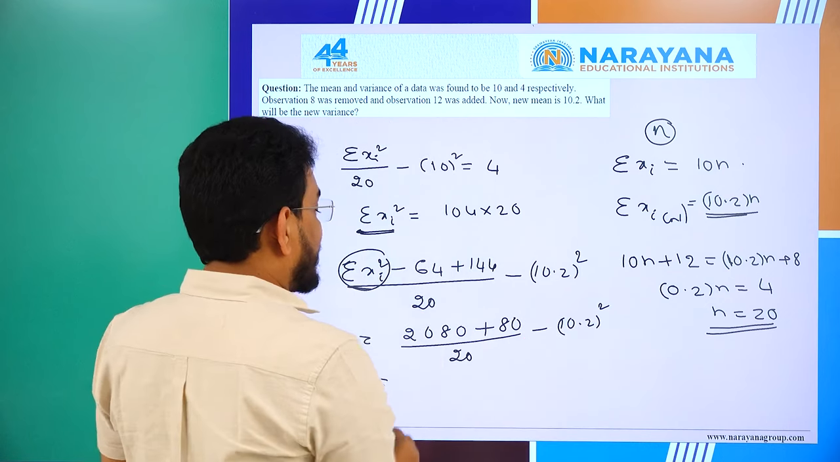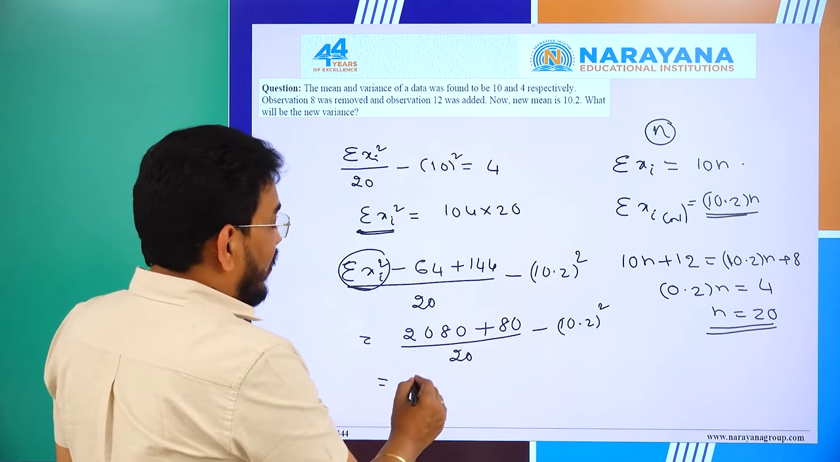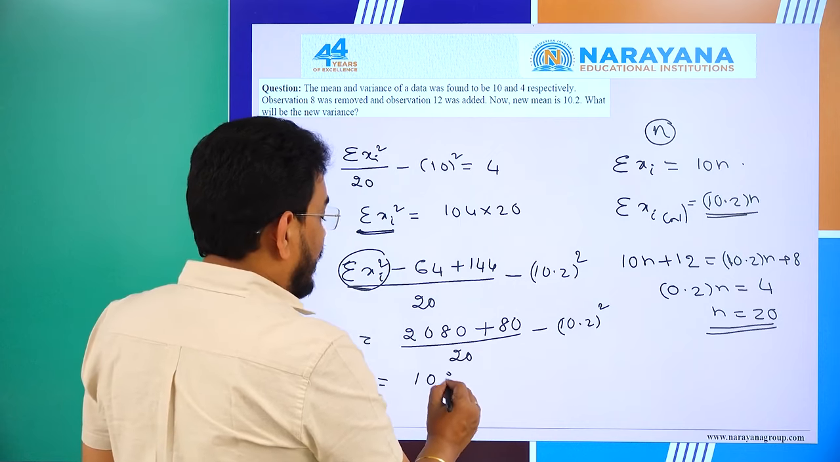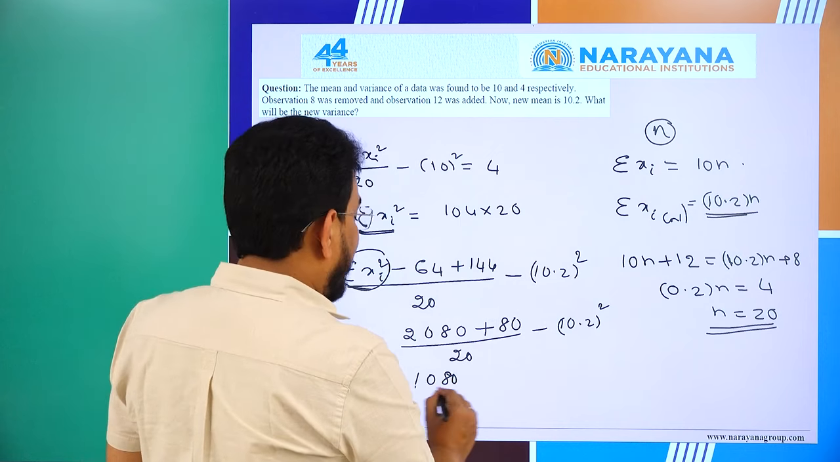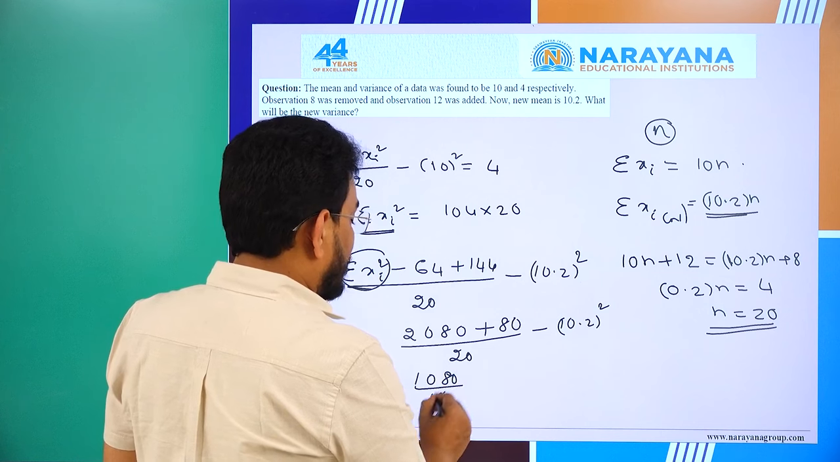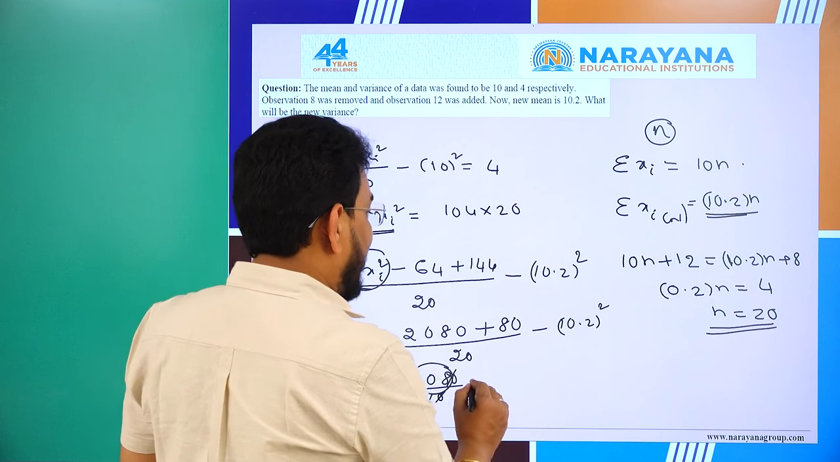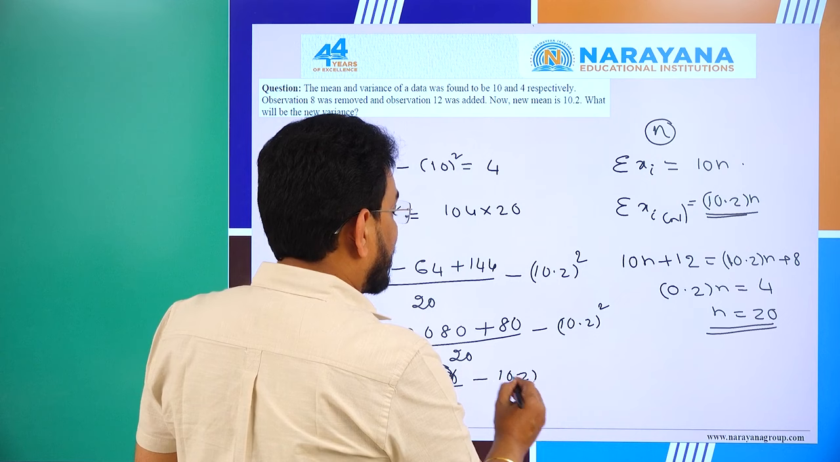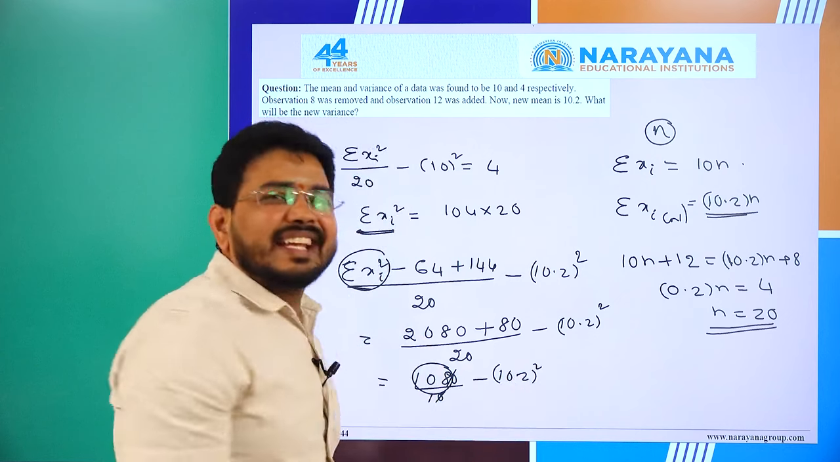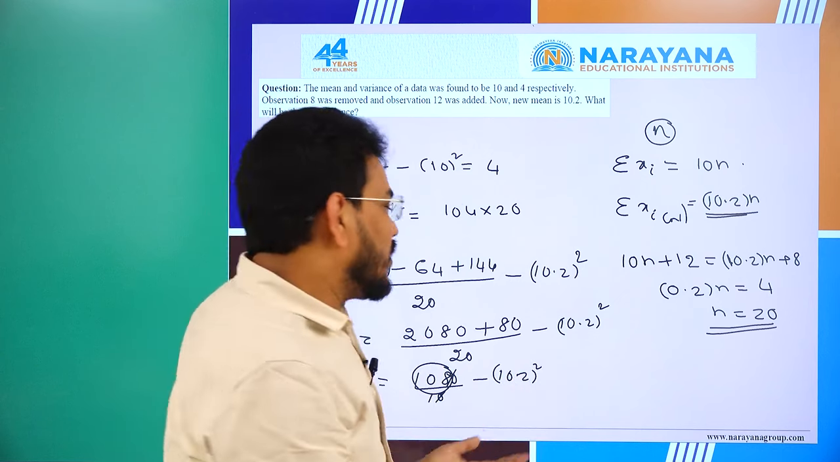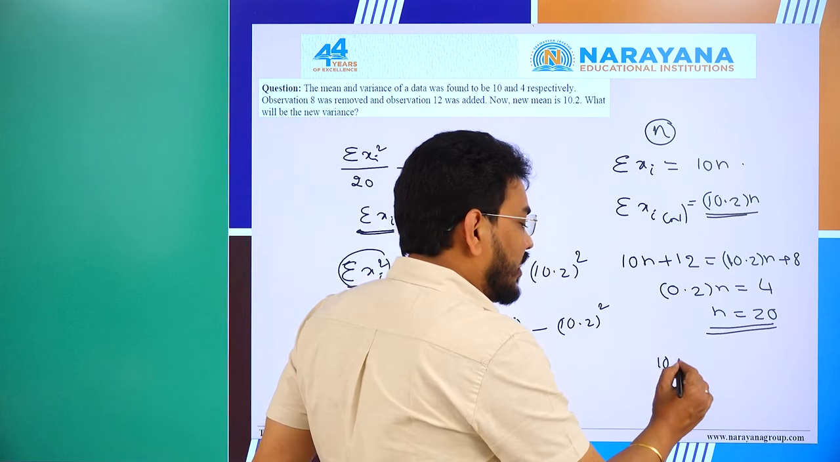So this is equal to 1080 by 10. So this one cancels. 108 minus 10.2 whole square. So how to calculate 10.2 whole square? You can go for it directly, or maybe you can try this one.